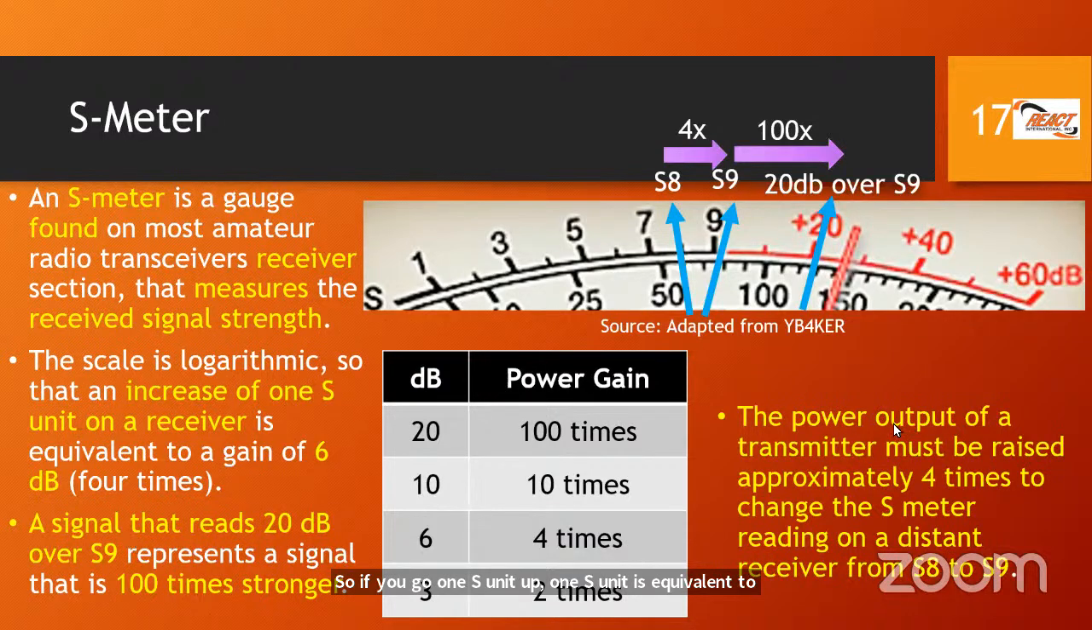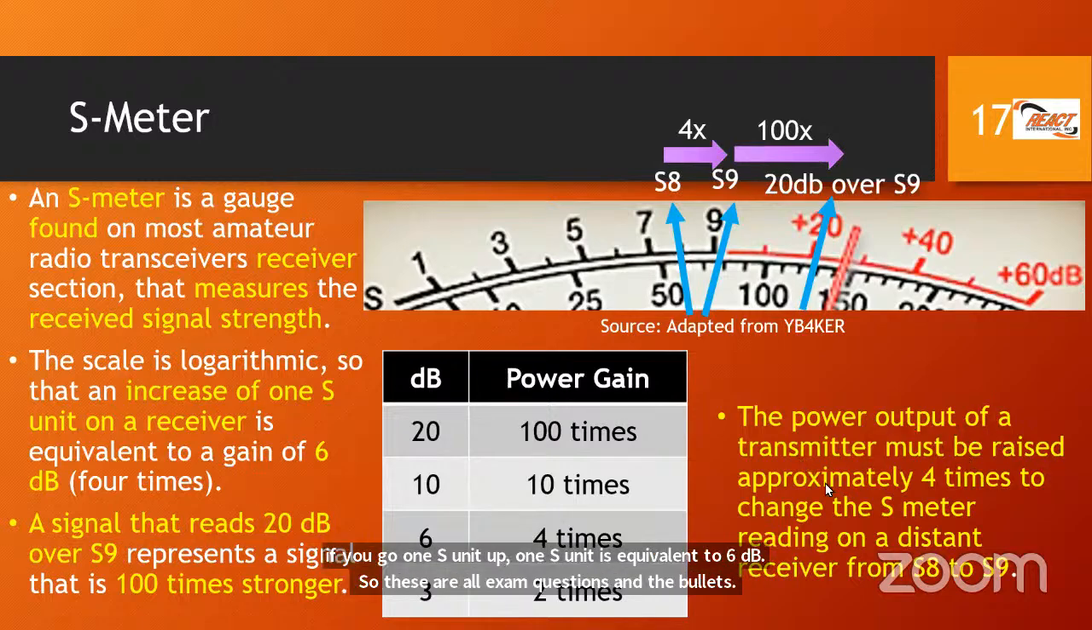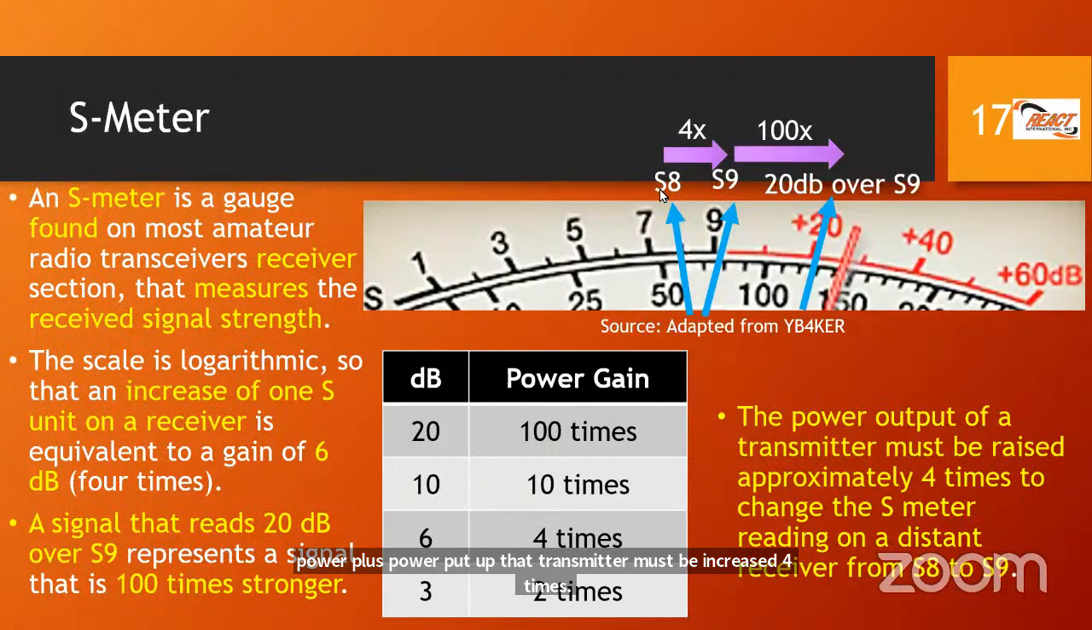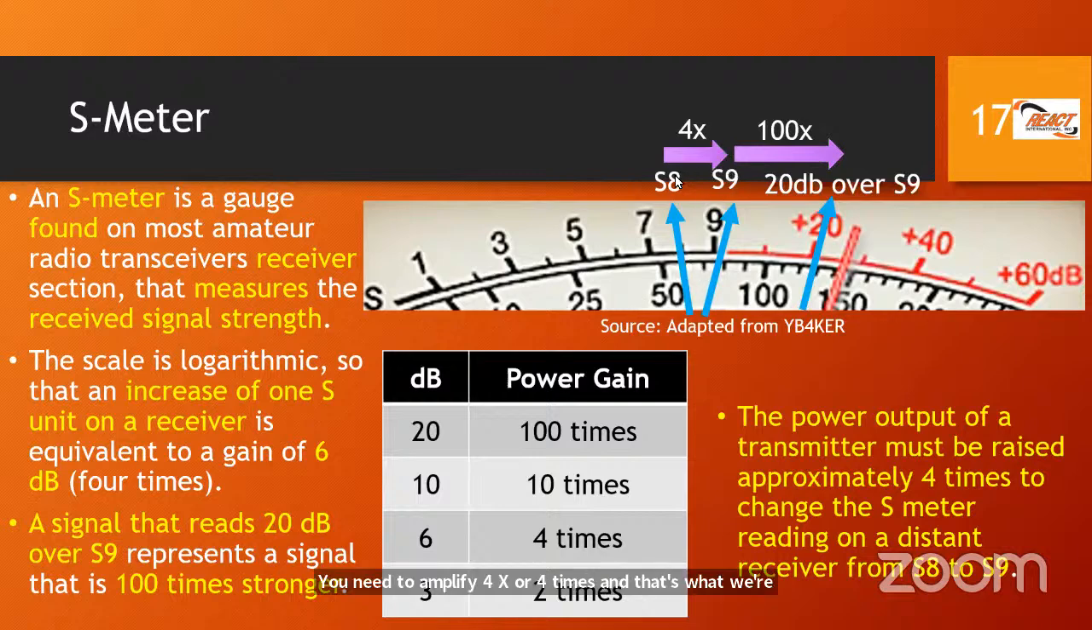We also need to know that the power output of a transmitter must be raised approximately 4 times to change the S meter reading on a distant receiver from S8 to S9. In other words, we're going up by 1 S unit, but the power output of that transmitter must be increased 4 times. If you are transmitting and the person receiving says, hey, I'm receiving you at S8, and you want them to receive you at S9, all things being equal, you need to increase your power output by 4 times.